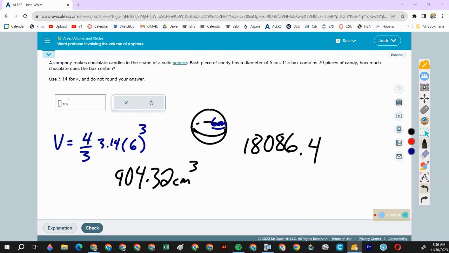That's a lot of chocolate, by the way. That sphere right there is pretty close. Oh, oops, I made a mistake. Where's my mistake? Diameter. So I need to change this to a 3. So 4/3 times 3.14 times 3 cubed times 20. Okay, that's much smaller.